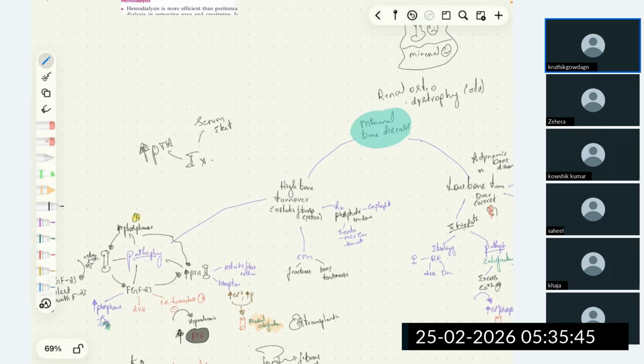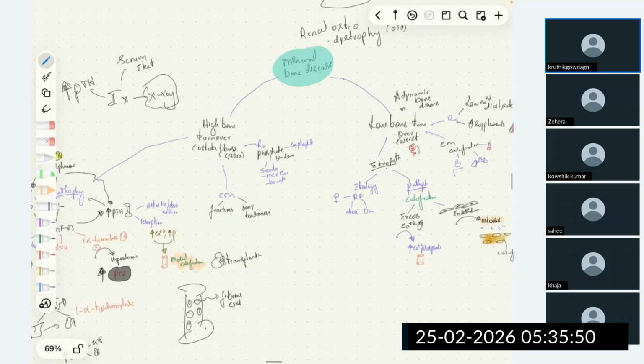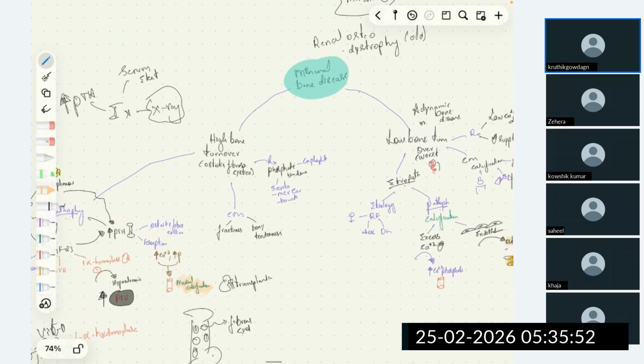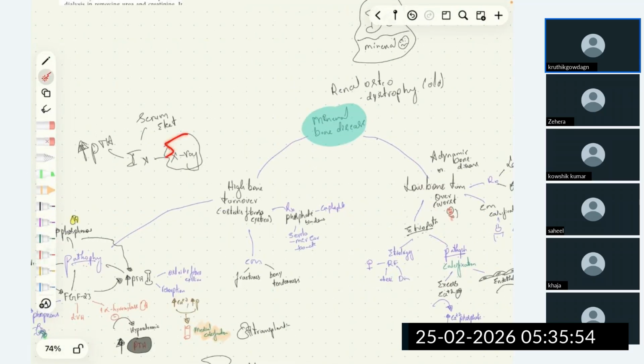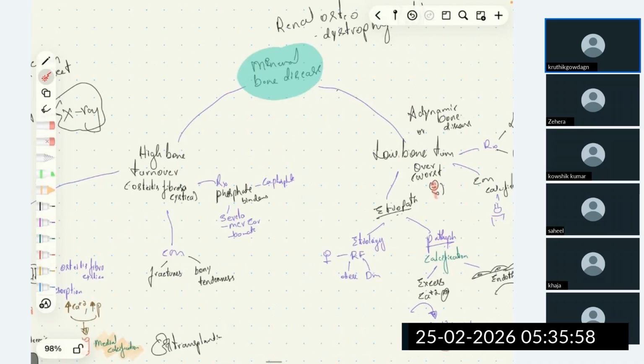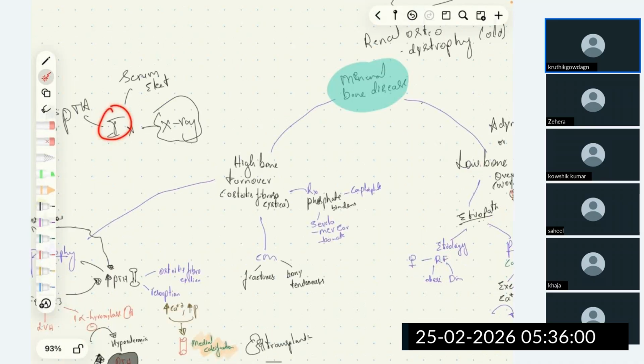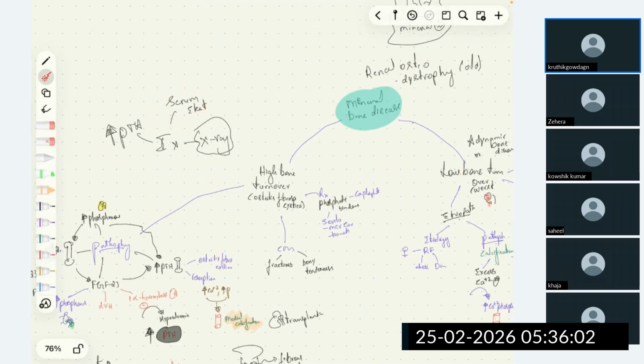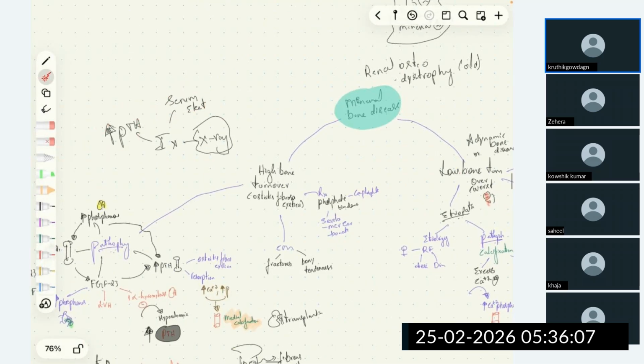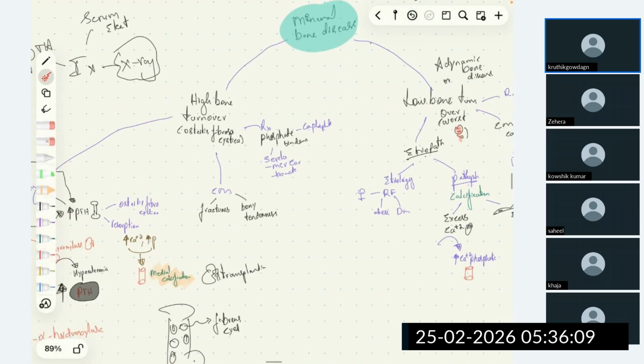And also you can do an X-ray, where we will see the fibrous cystic spaces in bone. From next class, I'll try to include the X-rays of the disease. Now this is the investigation: serum electrolytes, increased calcium and phosphorus levels, increased parathormone levels. On X-ray, we see fibrous cystic spaces. This is the investigation. What is the treatment of this condition?